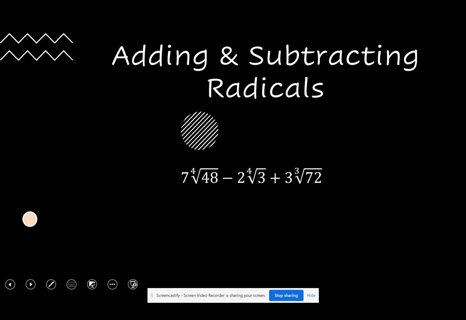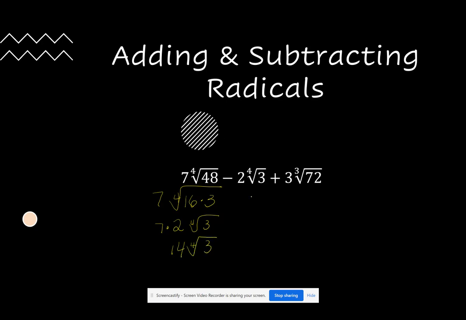So for example, let's look at it piece by piece. 7 times the fourth root of 48. We want to see what perfect fourths go into 48. In this case, it would be 16 times 3. The fourth root of 16 is 2. So we have 7 times 2 times the fourth root of 3. If you ever have a number in front, you just multiply them together when you pull something out. So that one simplifies to 14 times the fourth root of 3.